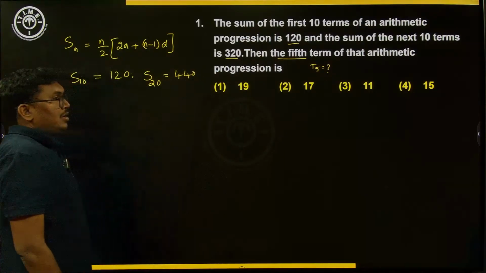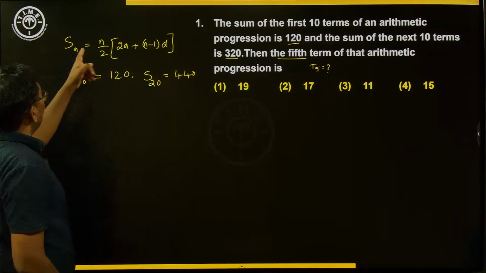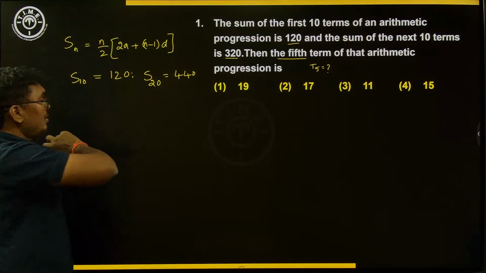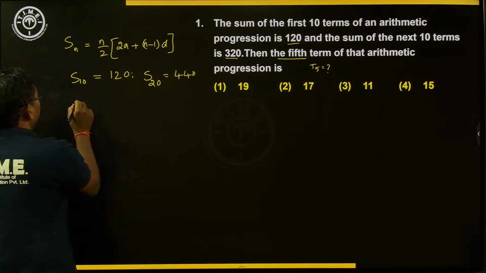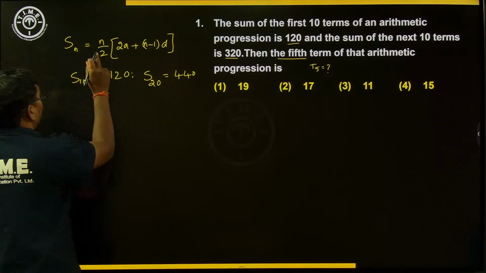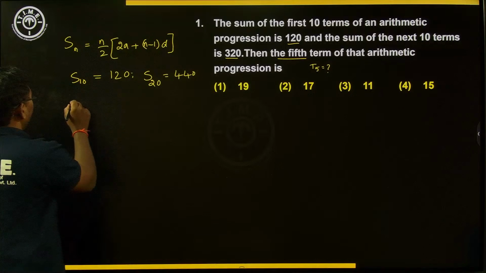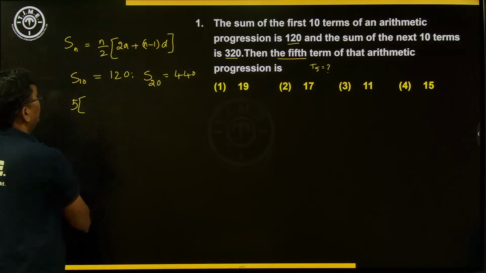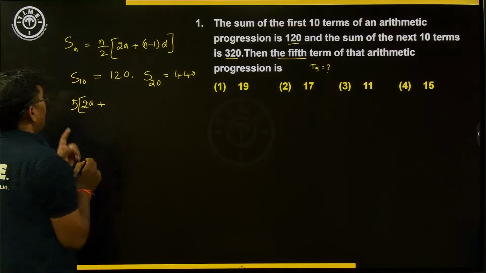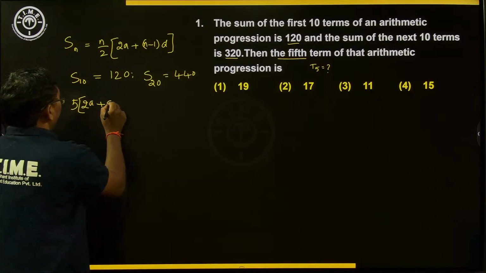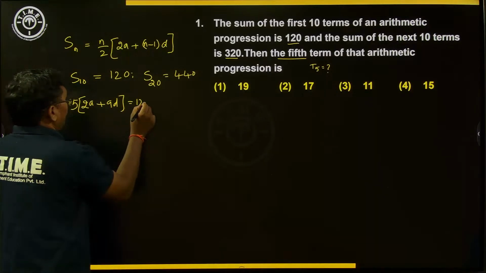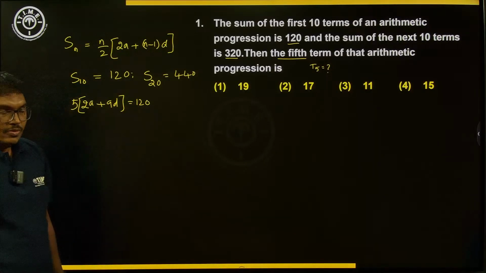Right? Okay, so for Sn, this is the formula. What is S10? The value of n here is 10. So S10 is n by 2, that is 10 by 2, which is 5, into 2a plus n minus 1, that is 9d, equal to 120. So this is one equation.